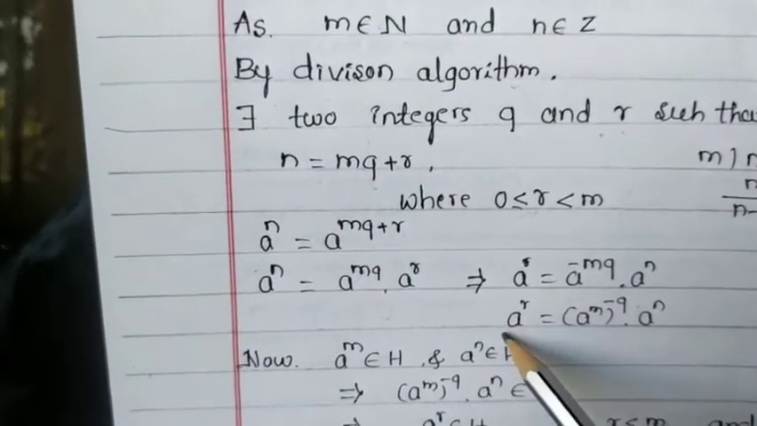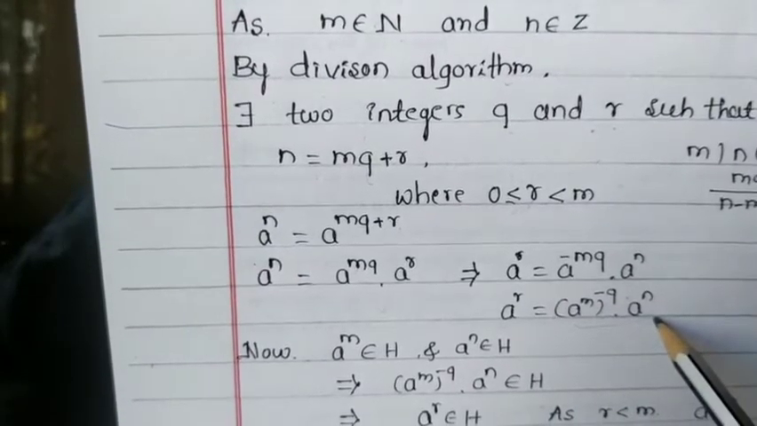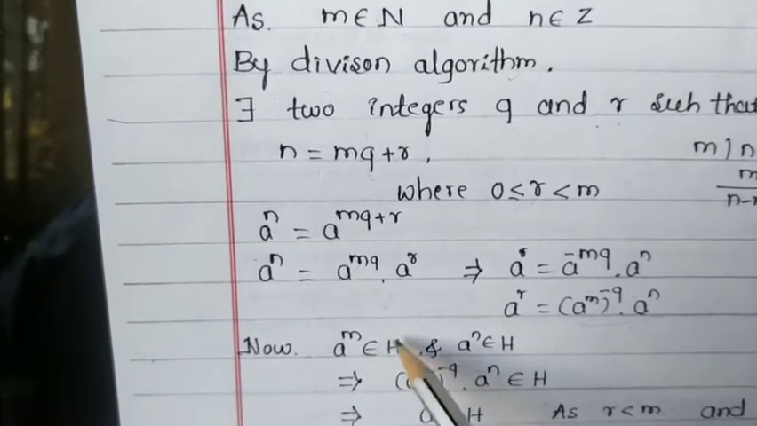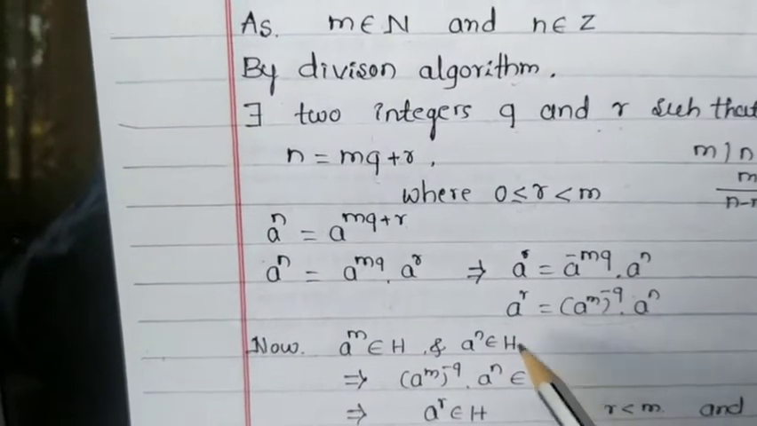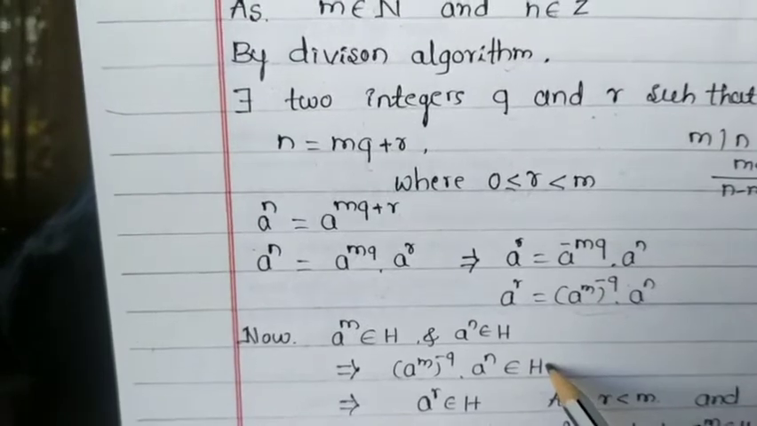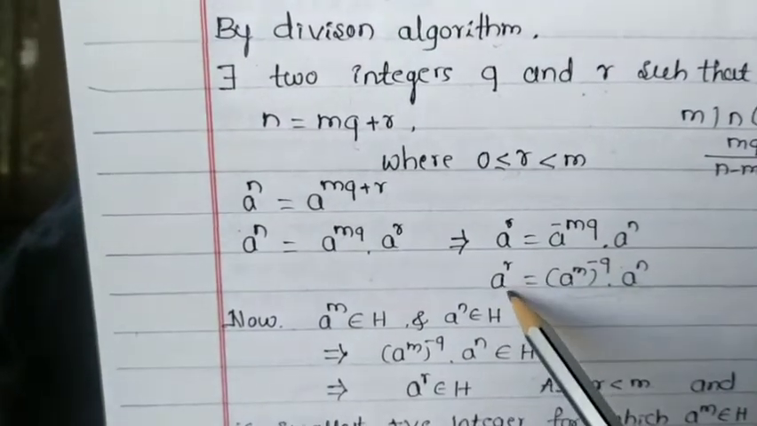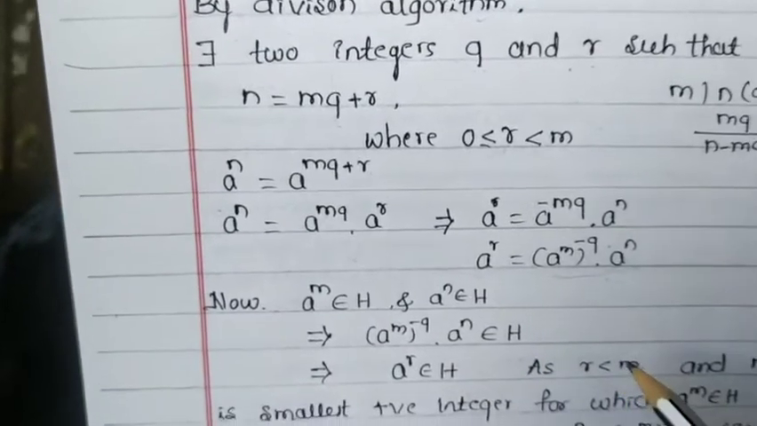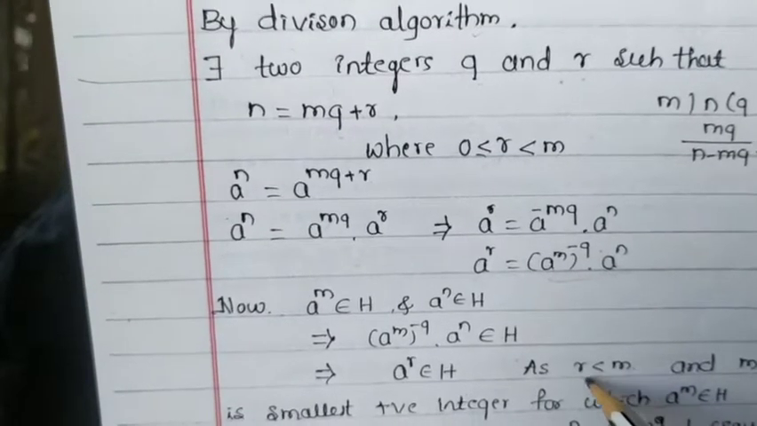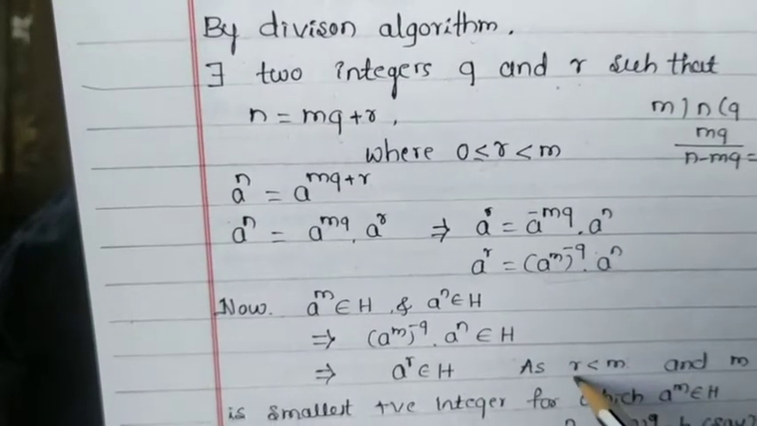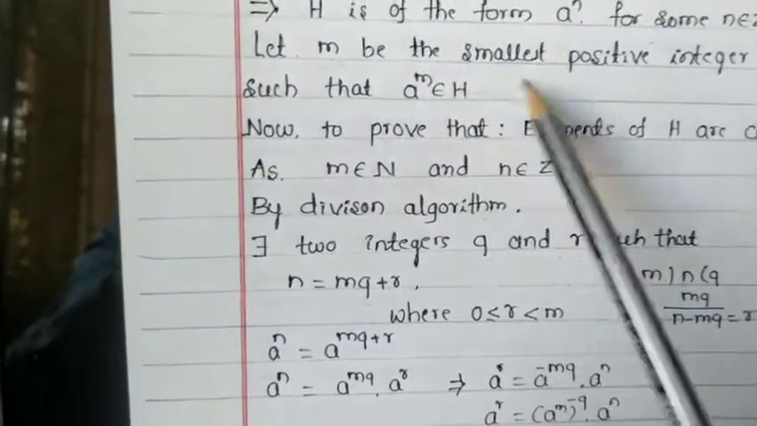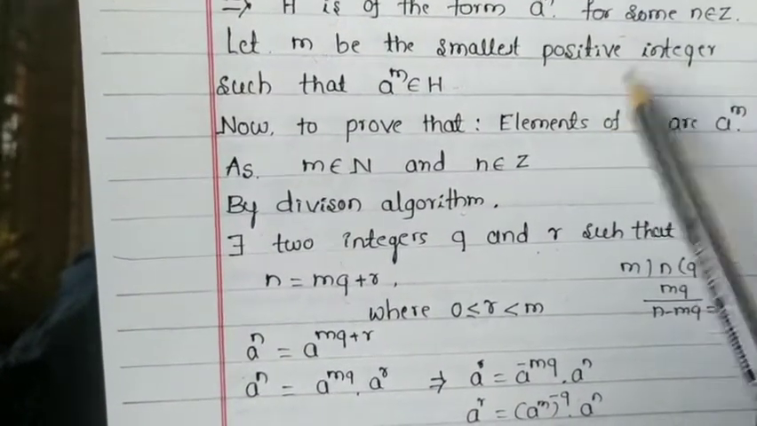If the LHS is a raised to r, the RHS is this much. It should be noted that a raised to m belongs to H and a raised to n belongs to H. These both belong to H. Therefore, this total RHS belongs to H. If the total RHS belongs to H, immediately the LHS a raised to r belongs to H. As r is less than m, we said that m is the least positive number, but here r is also a positive number less than m. This is a contradiction, because we said already that m is the smallest positive integer. No number is less than m.